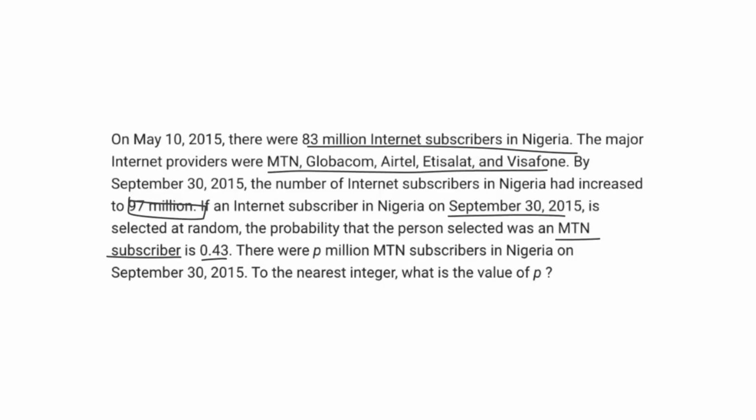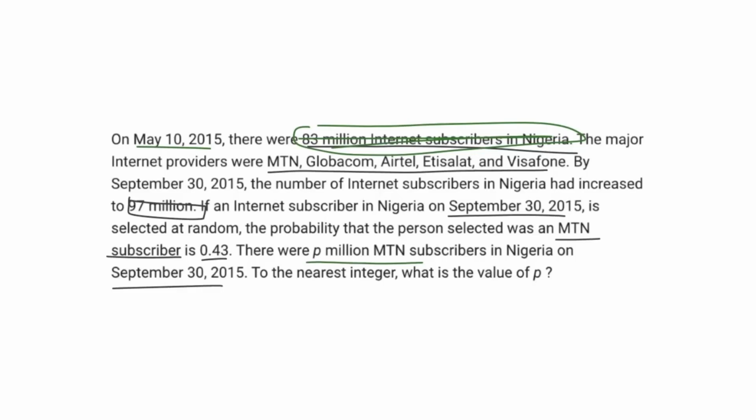There were P million MTN subscribers in Nigeria on that September 30th date. So this is interesting. This information of 83 million internet subscribers in Nigeria on May 10th is irrelevant to our equation. It asks, to the nearest integer, what is the value of P? And let's remind ourselves, P is the millions of MTN subscribers in Nigeria on this date.